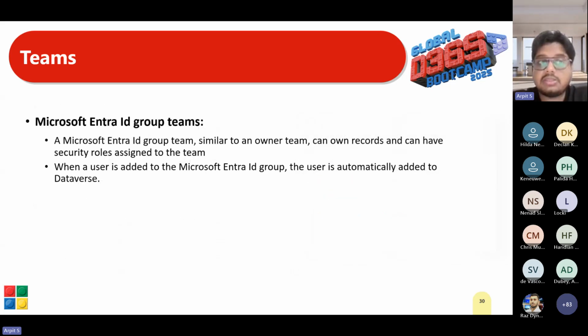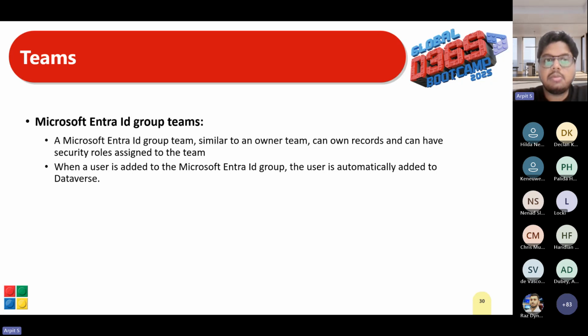The third kind of team is the Microsoft Entra ID group team. This is a special kind of team, similar to an owner team. That means it can also own the data available in Dataverse, and you can also assign it a security role. The advantage of using a Microsoft Entra ID group team is that whenever a user is added to a Microsoft Entra ID group, that is a security group, that user is automatically added to Dataverse. As I said initially, you have the security group that you can assign to the environment. Sometimes this is very helpful when you have to do user management.